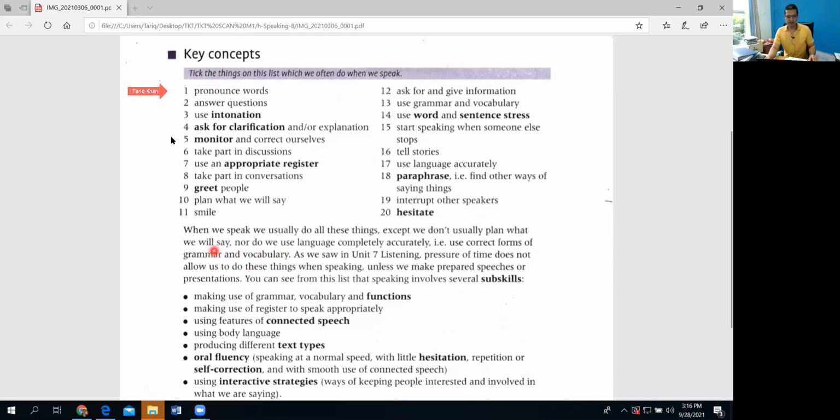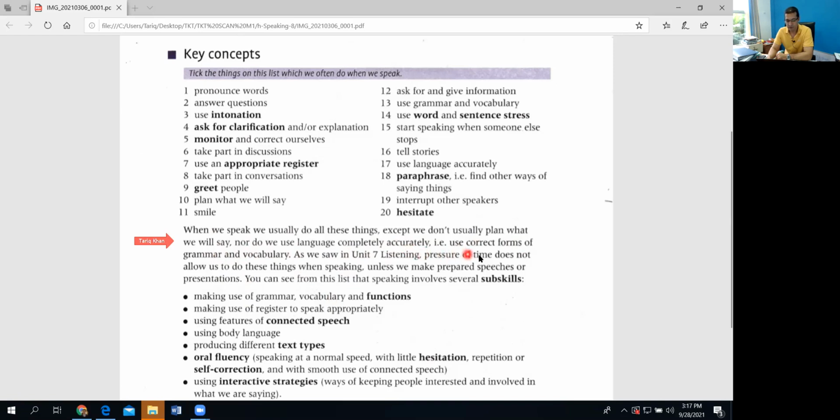So see what they say over here. When we speak, we usually do all these things, except we don't usually plan what we will say. Because when we talk, we just respond to somebody. If asked something, we respond to that. So we usually don't plan. Only at certain times, there are certain things which we plan. Nor do we use language completely accurately. In the spoken way, we don't use accurate language.